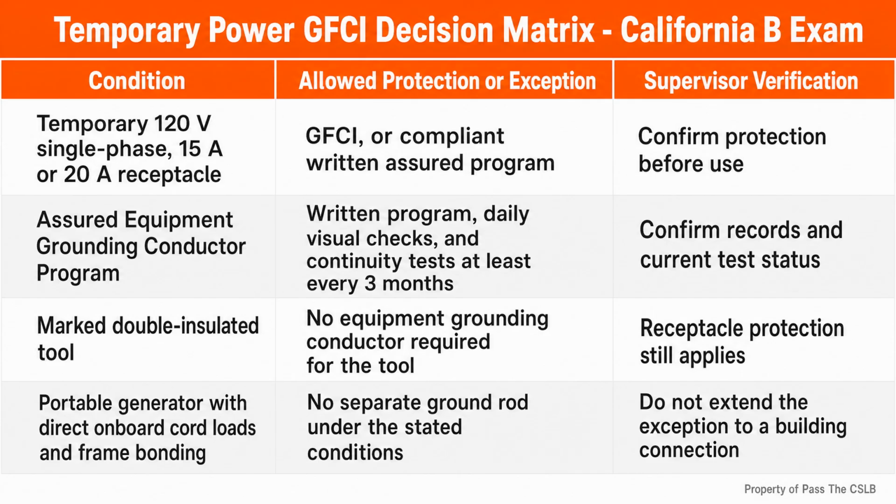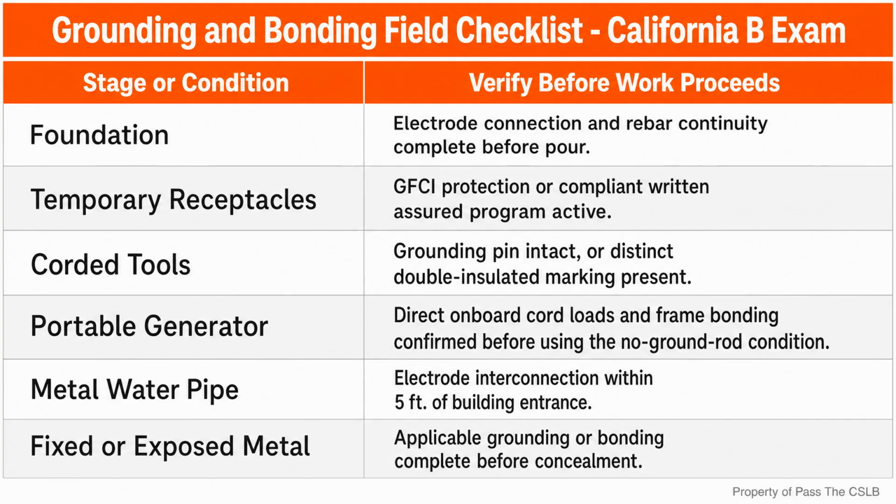The memory aid is simple. Find the entrance, then stay in the first 5 feet. Do not measure from the panel, the sink, the water heater, or the nearest convenient clamp location. The reference point is where the metal water pipe enters the building.